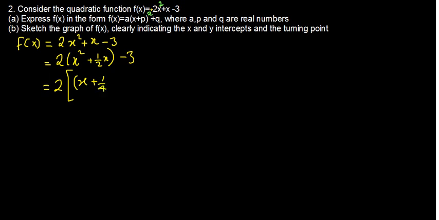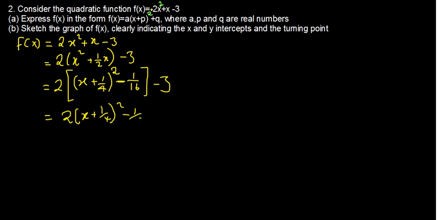Now remember, put a square there. Please always subtract, put a minus, and then you get the same 1 over 4 square it. That will give you 1 over 16. And then you close. Minus 3 at the end. And then distribute the 2 now. This will be 2, open brackets, x plus 1 over 4 squared. And then 2 multiplied by 1 over 16. That will be 1 over 8 because 2 can divide into 16 8 times. And then minus a 3 at the end.